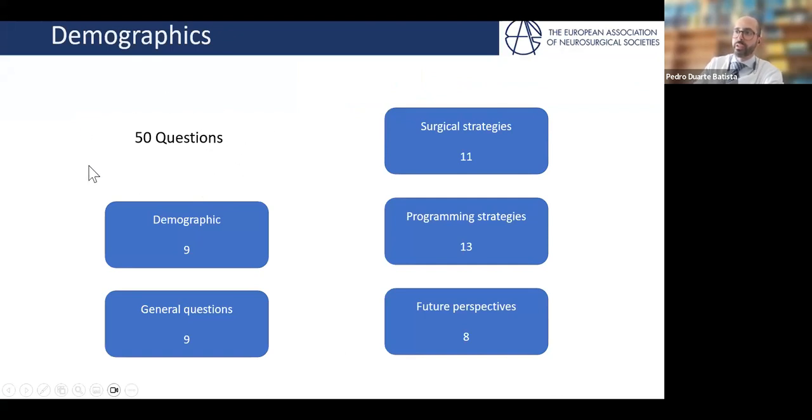So we made 50 questions, most of them multiple choice, but some open questions, divided into 9 demographics and 9 general questions to characterize the respondents, then 11 about the surgical strategies with directional leads, 13 about programming strategies with directional leads, and 8 about the future perspectives on technologies that people think might be useful in DBS.